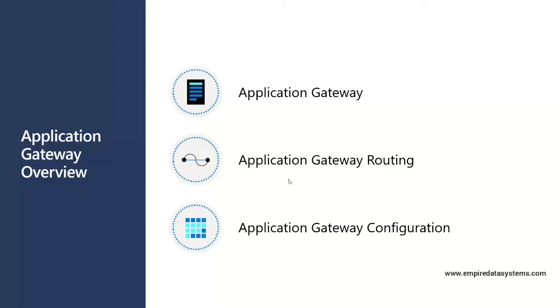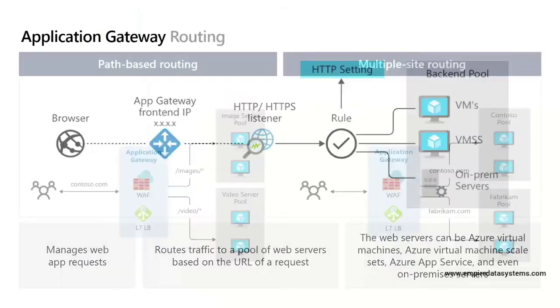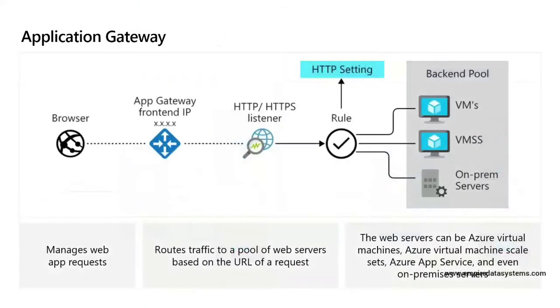This is your application gateway. So in this module, what we are going to cover: application gateway routing and configuration. This is how your application gateway works on OSI layer 7, unlike your load balancer, which works on layer number 3 and 4.